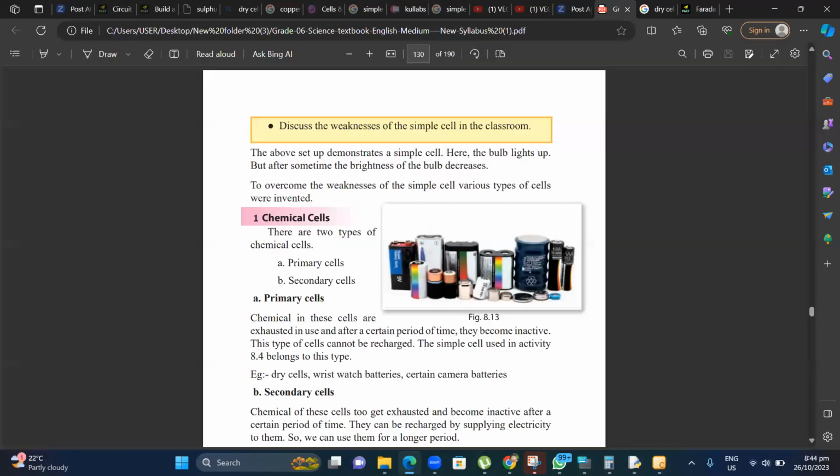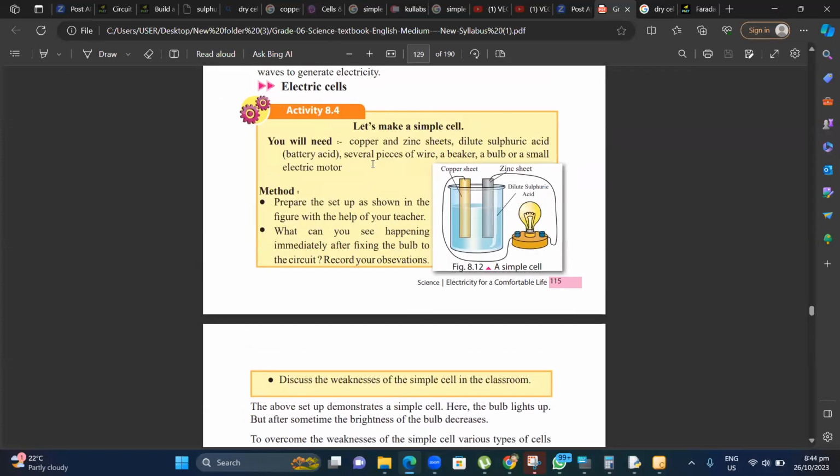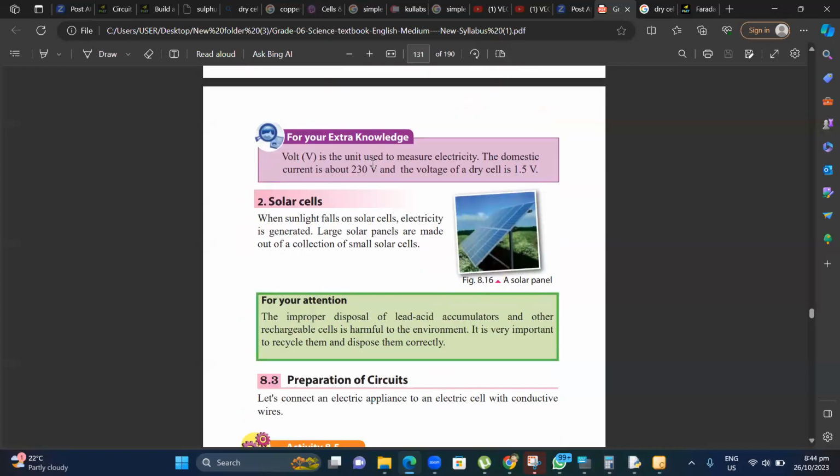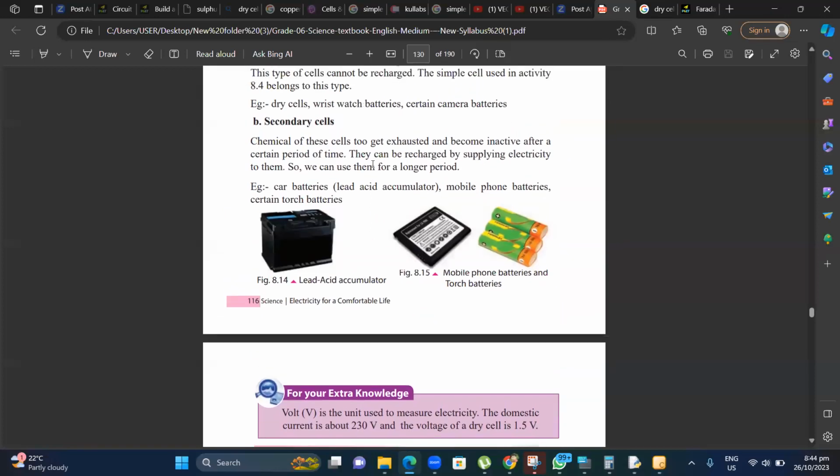Okay, that is how you have to create this first simple cell. And remaining part I will discuss next week, right?